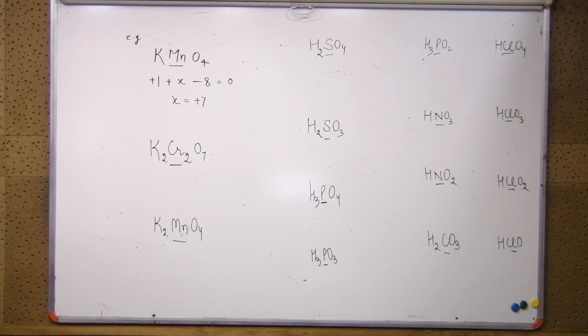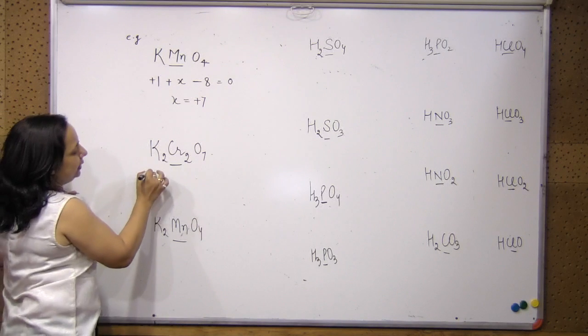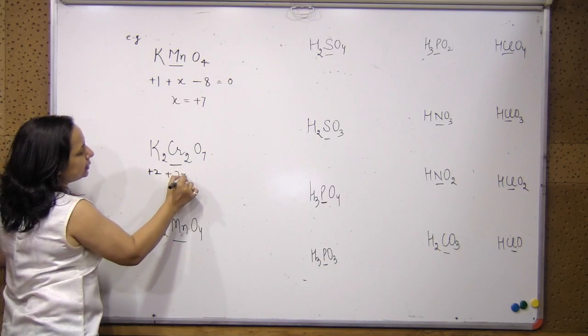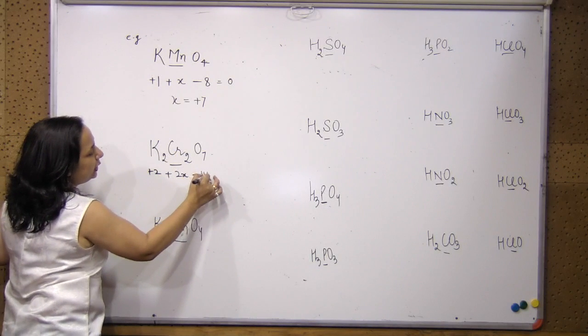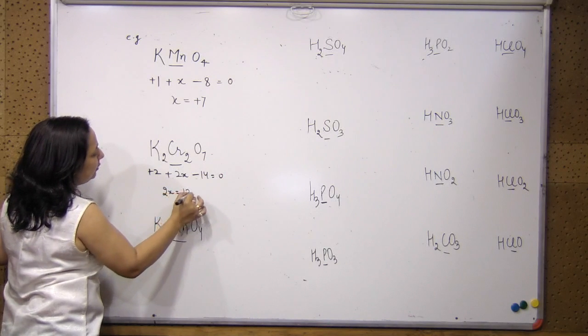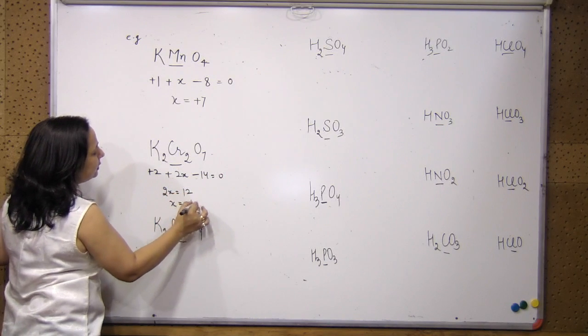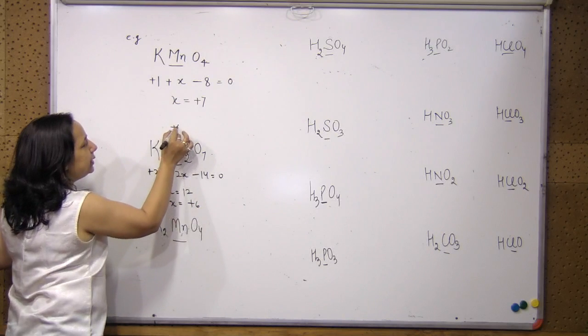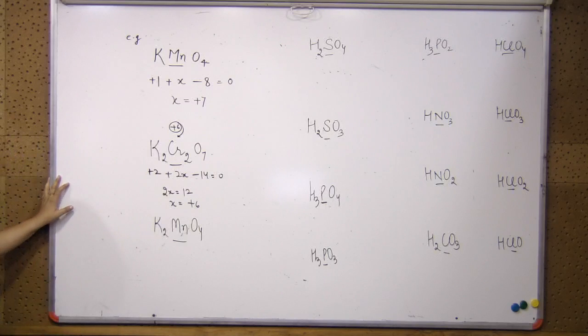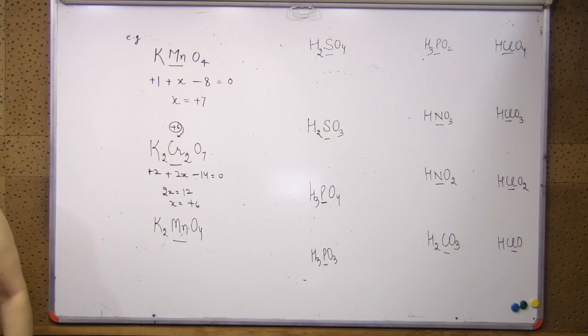Calculate for potassium dichromate. I'll show you one calculation once again. It is plus 2 plus 1 into 2 plus 2x for chromium minus 14 is equal to 0. 2x comes out to be 12. X is 6. It means chromium here is plus 6. Calculate K2MnO4 and further.